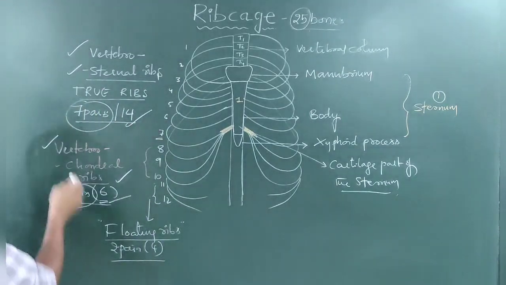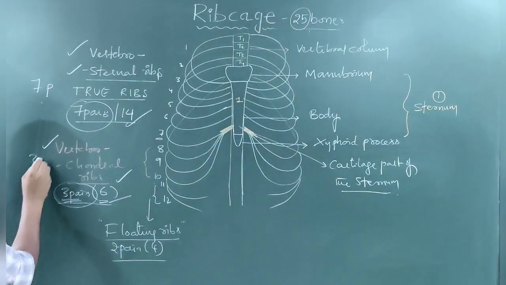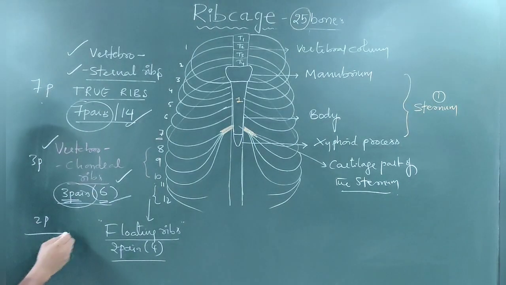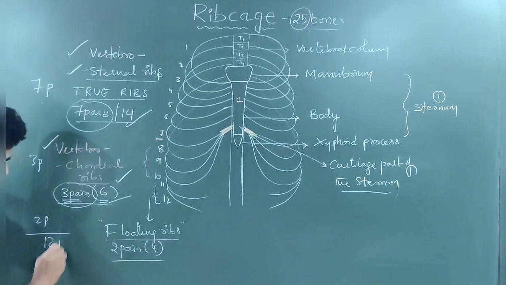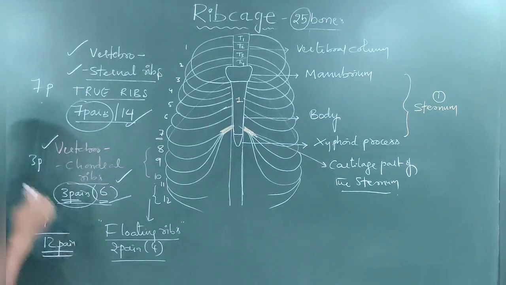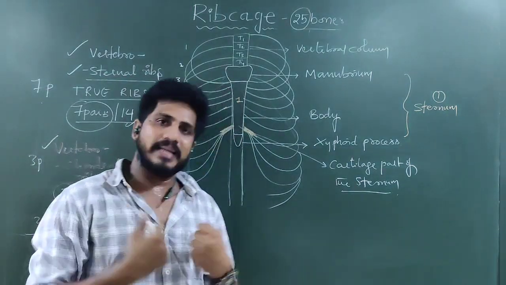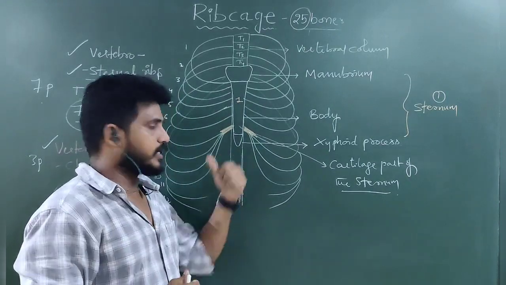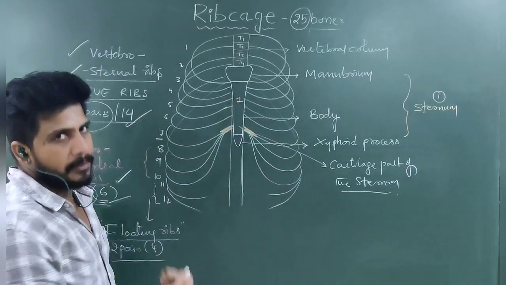So this is how it is: the first 7 pairs, next 3 pairs, and next 2 pairs. So 7 plus 3 is 10, 10 plus 2 is 12. So 12 pairs of ribs are all connected to the vertebral column, but only a few are gathered by the sternum and form a cage-like structure. That is why it is called the rib cage.